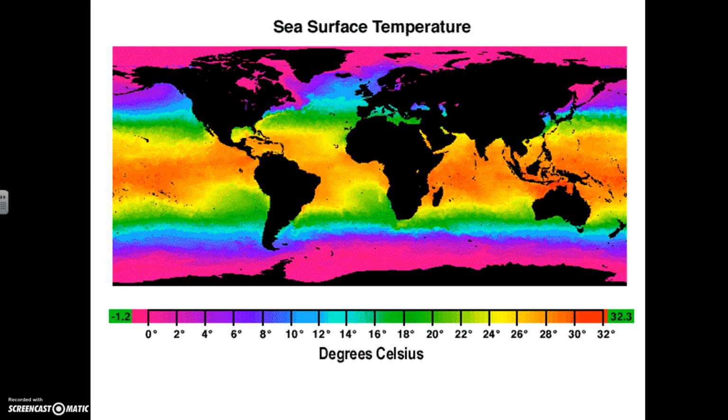This is the sea surface temperatures, and you can see that once you get to the equator, that's about the hottest that you're going to get, and the further away that you get from the equator, the colder it's going to be.